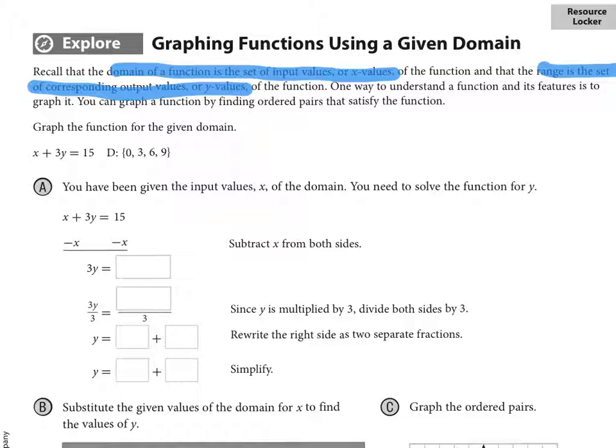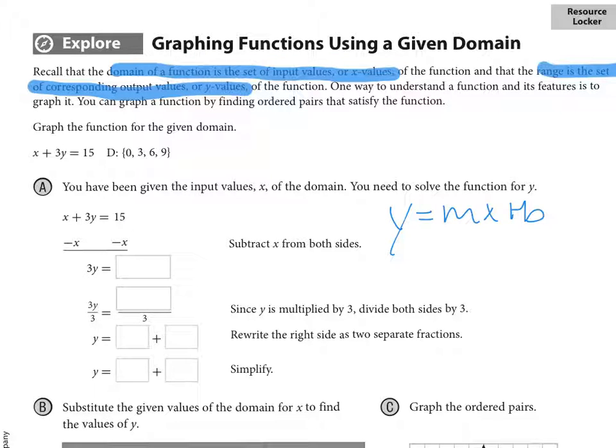So in this particular example, it asks us to graph the function for a given domain. The big D here represents domain. So we have 4 values for domain. Before we graph them, we're changing the equation into slope-intercept form, y equals mx plus b. So they've given us steps to do to change the function.